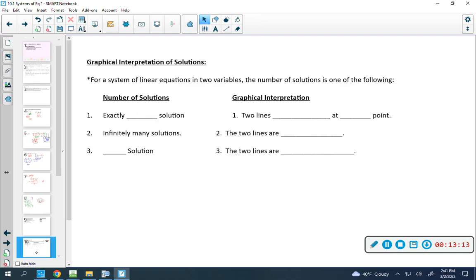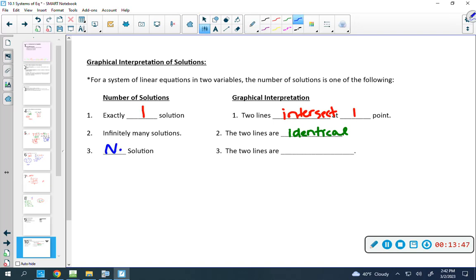A little more vocab. Now, we've already talked about this. Just be aware of how the graphs could look. So for a system of linear equations, notice it says linear on this one, not quadratics or anything else. 2 lines could intersect at one point. We could have infinitely many solutions where you really have the same equation, the same lines. And of course, you could have no solution where the 2 lines are not intersecting.